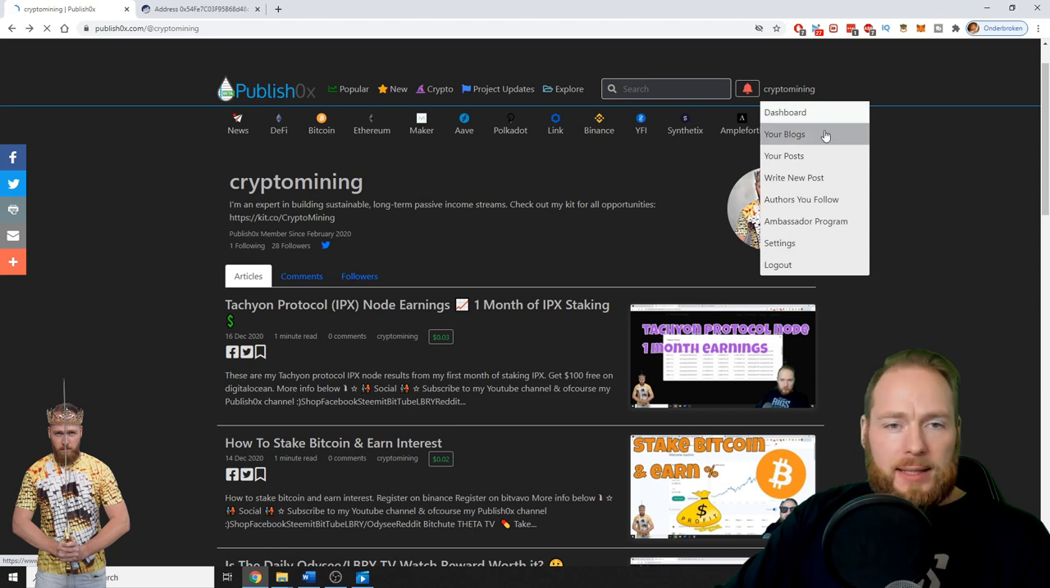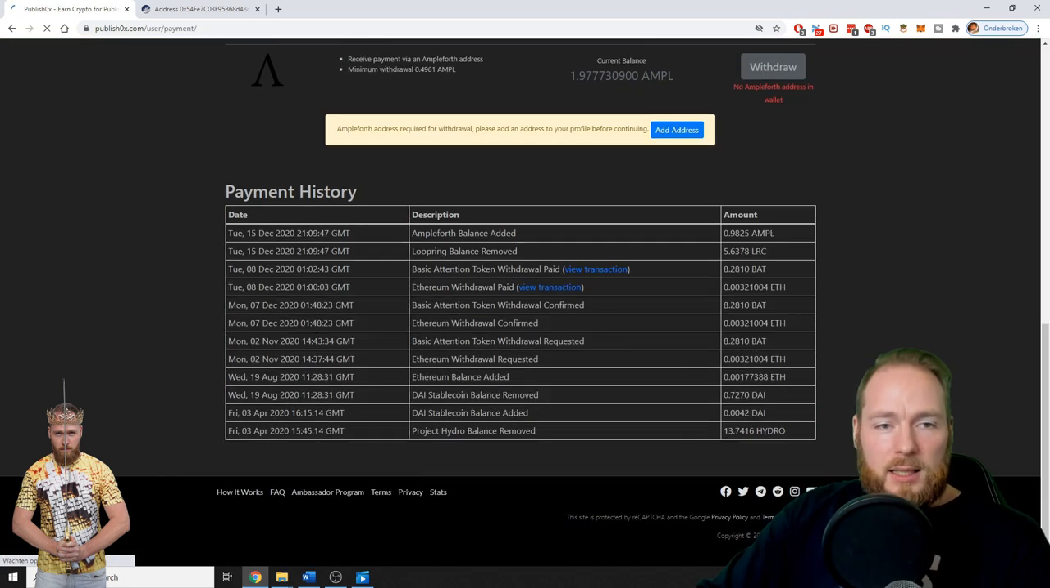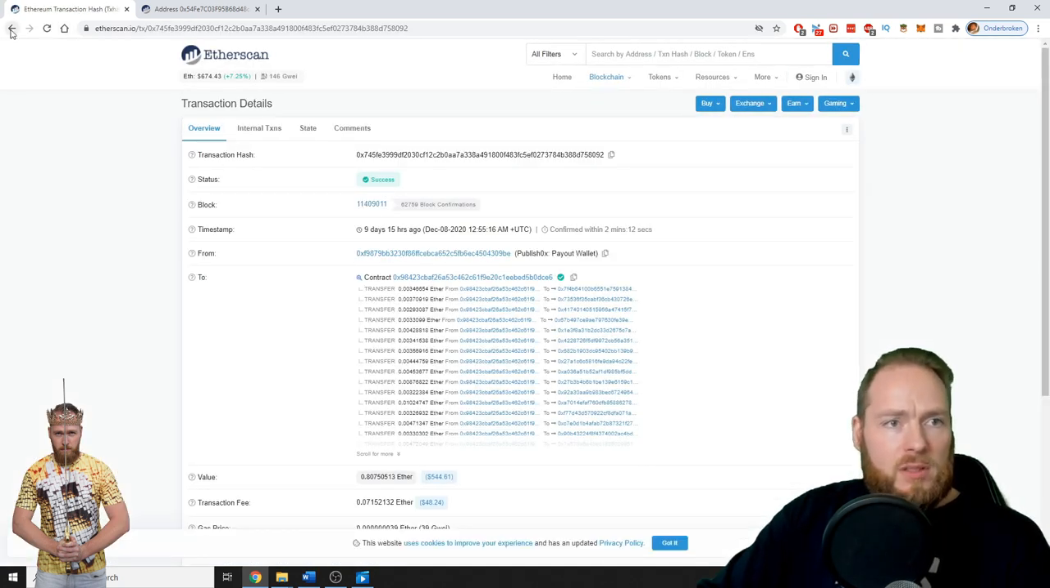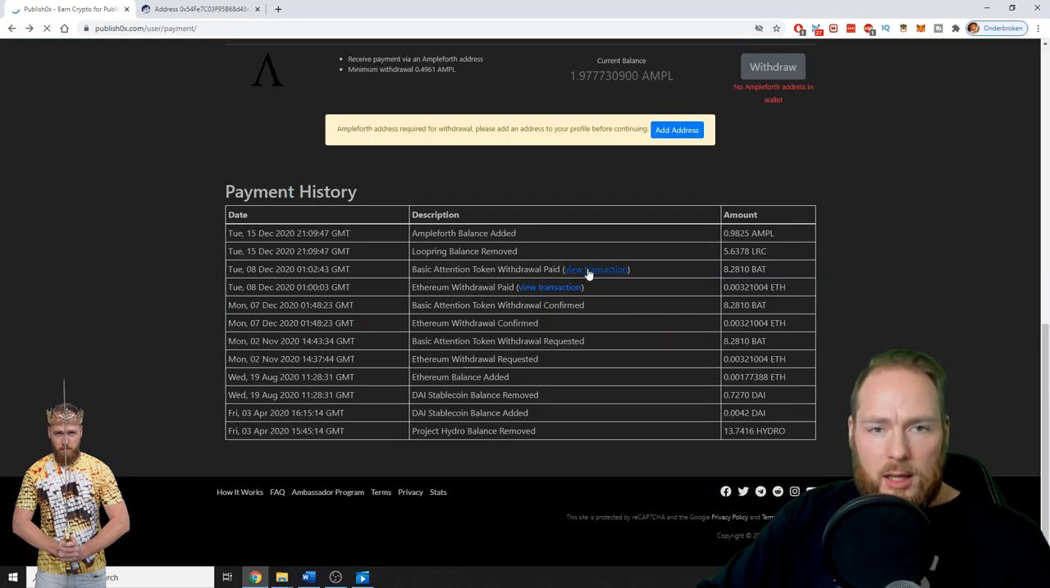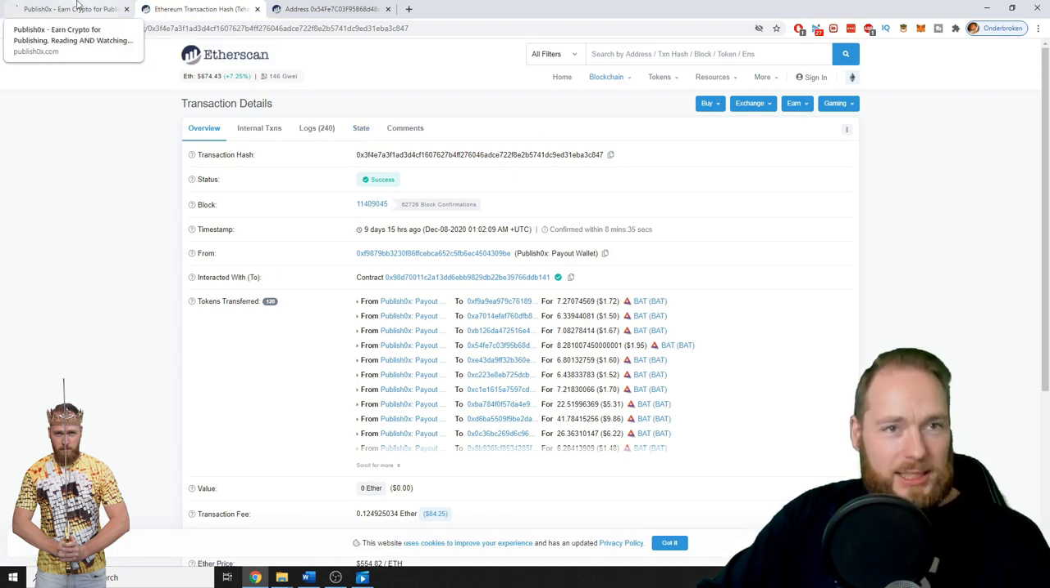So this is my Publish0x blog. I go to my dashboard, then I go to payments. So here you can see my payment history. I did a request on the 2nd of November and you see at the 7th of December my Ethereum withdrawal was confirmed, as was my basic attention token withdrawal. You can see the transactions here. This is one transaction. And this is the other transaction. Great success.